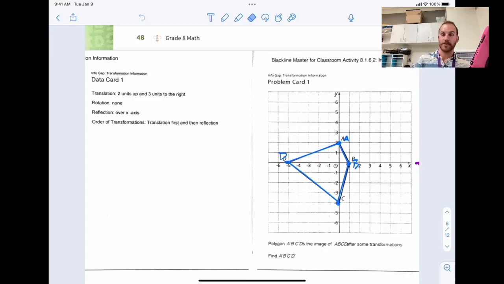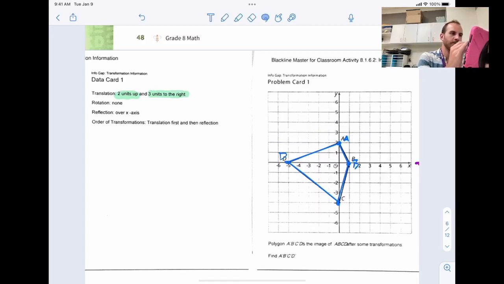You've done it yourself, I'm assuming, at this point. So check that out. Here's how Mr. Whale is going to do it. The information here is super useful. We've got a translation 2 units up and 3 units to the right. Okay, cool. I can do that, right?